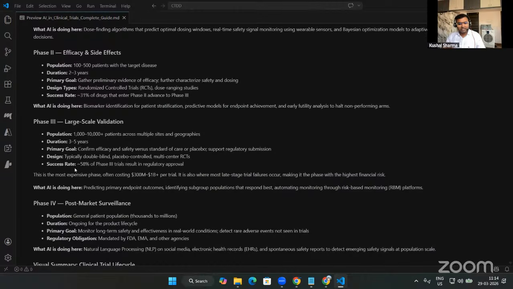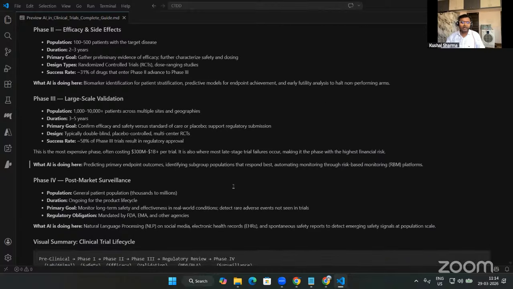This is the most expensive phase. The costing goes up to $300 million to $1 billion plus per trial. It is also where the most late stage failures occur and making it the phase with highest financial risk. What is AI doing here? Predicting primary endpoint outcomes, identifying subgroup population that respond best, automating monitoring through risk-based monitoring (RBM) platforms.